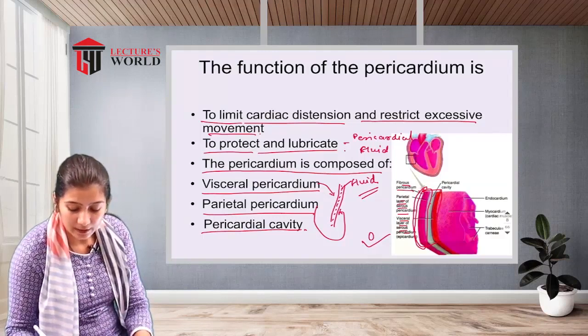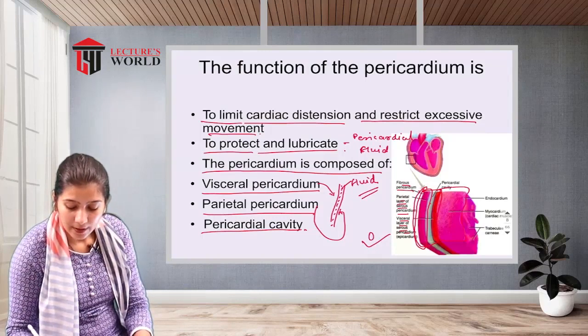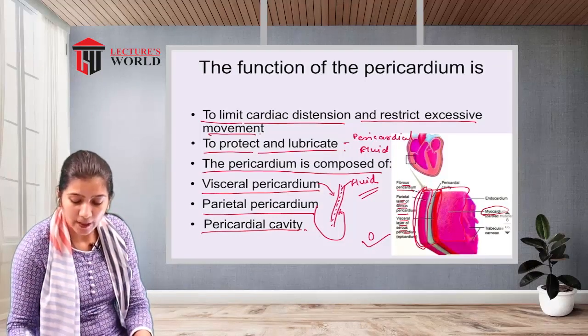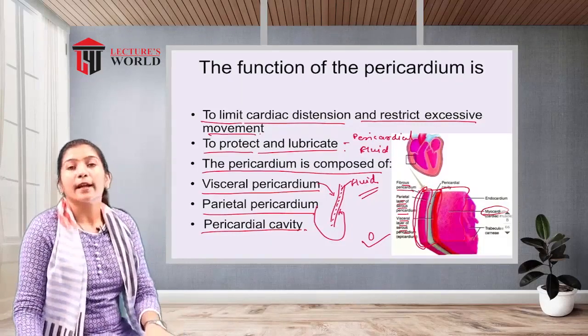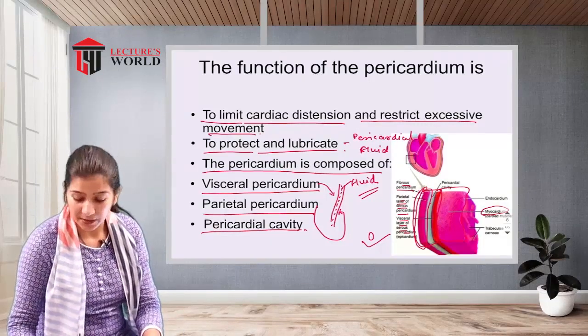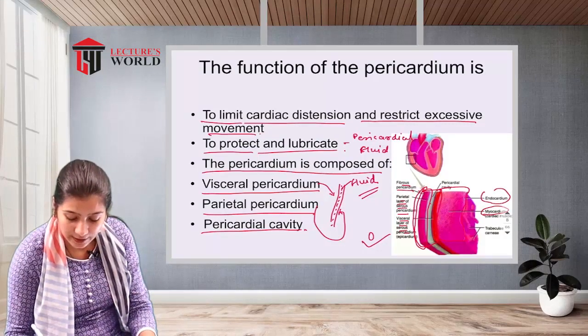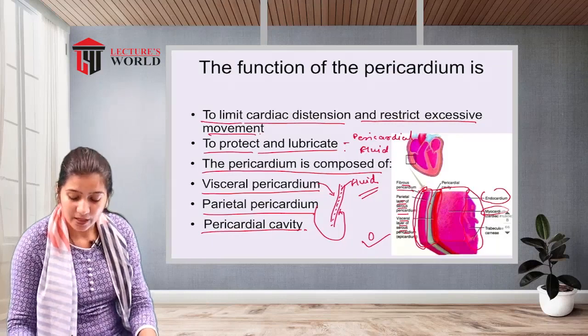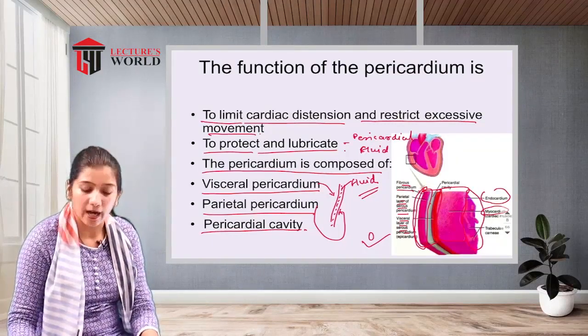The middle one is the myocardium. Myocardium is the middle layer of the heart, and it is made up of cardiac muscles. And the last is the endocardium. This layer is known as the endocardium. So these are all three layers of the heart.